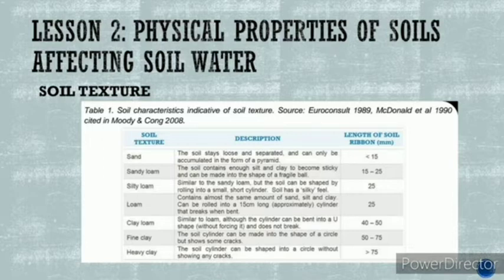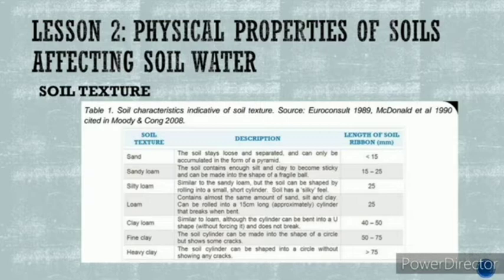The length of the soil ribbon is 25 mm long, contains almost the same amount of sand, silt, and clay, can be rolled into an approximately 50 cm long cylinder that breaks when bent. The length of the soil ribbon is 25 mm.